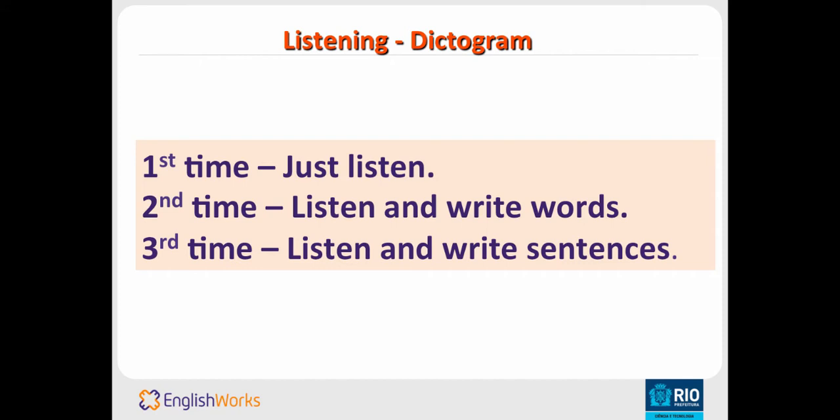We are going to do an activity. Nós vamos fazer uma atividade. Vocês vão ouvir um texto sobre travel agents. And vocês vão, então, for the first time, just listen. The second time, listen and write words that you understand. Escrevam palavras que vocês entendem do texto. And for the third time, listen and write sentences. Então, na terceira vez que vocês escutarem, vocês vão tentar escrever frases sobre o texto que vocês estão escutando. Vamos lá? O Jason vai ler o texto para vocês.